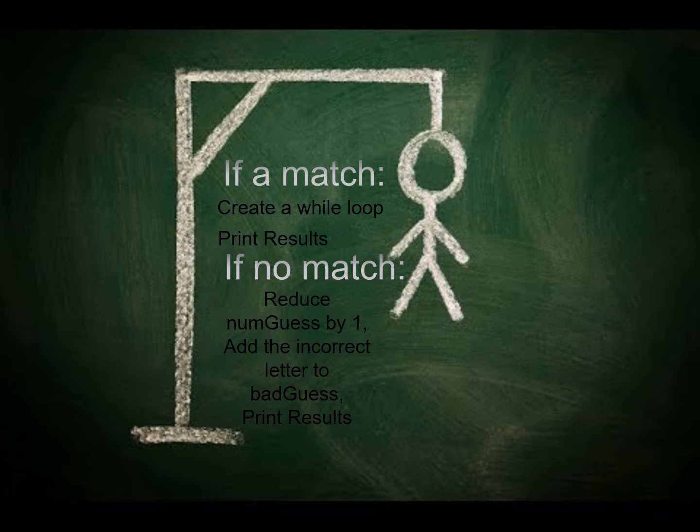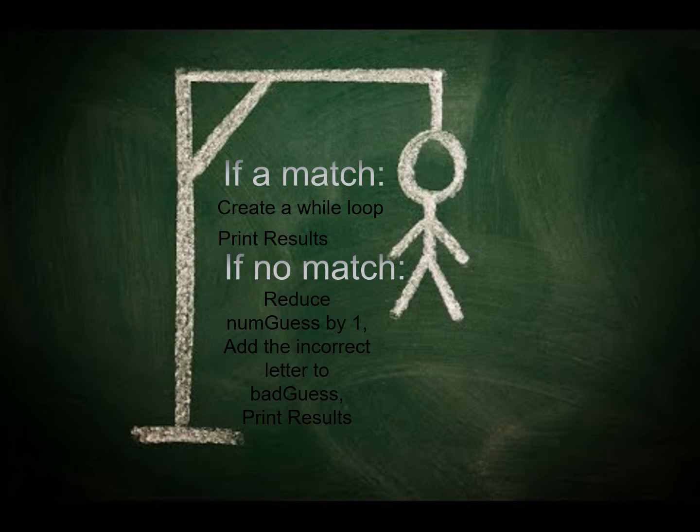If there is a match, we create a while loop to check if there are multiple guessed letters in the word. Once all letters have been found, the loop ends, and we print the results, and the game loops over, asking the user for another letter to guess.